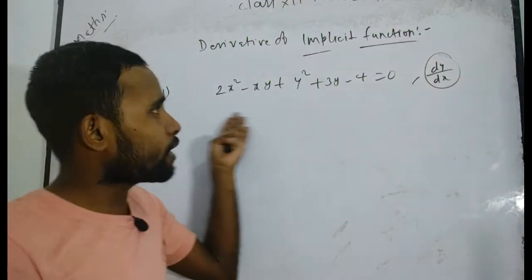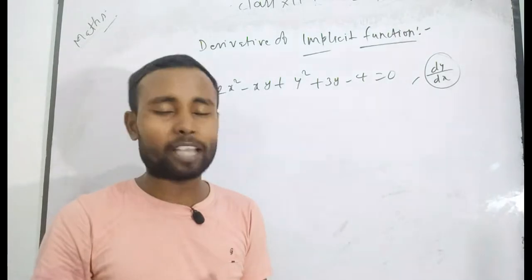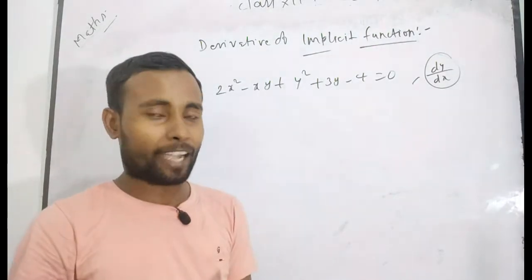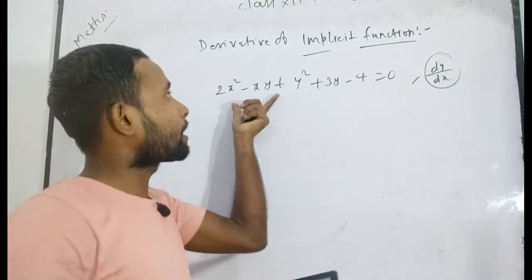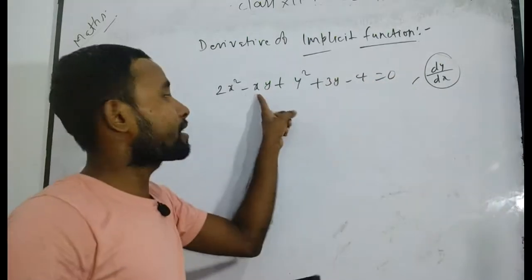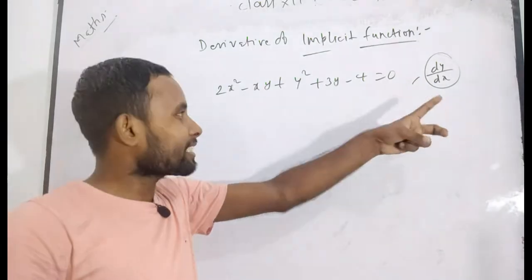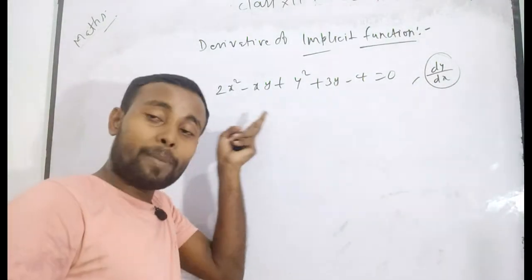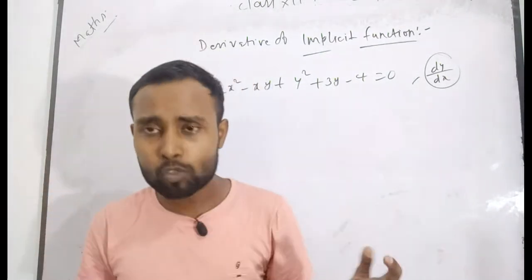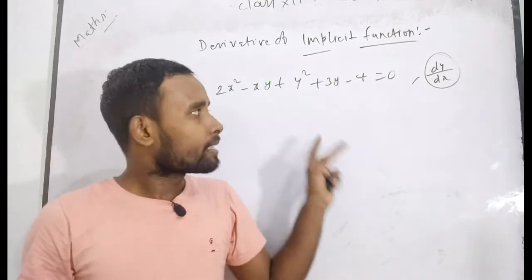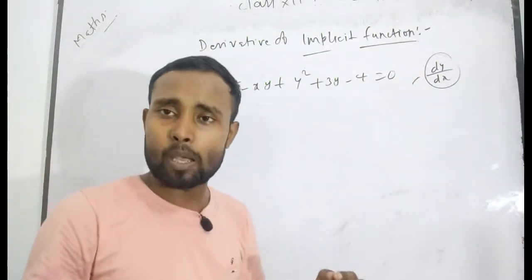Now, if you see this equation, if you are trying to express y in terms of x, you cannot express it completely in terms of x, because y square plus 3y minus 4 is equal to 0. Whenever you try to write the term 2x square minus xy on the right side, x will again come with y. If you try to write it on the left, it will again come on the right. That's why you cannot express y in terms of x or x in terms of y. That's why it is an implicit function. Now I am trying to find the derivative, that means dy/dx. You have to find dy/dx.